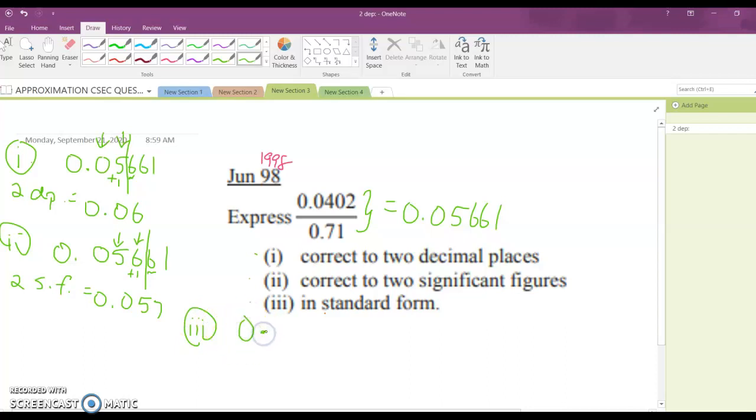And then for part 3, when I write it in standard form, I'm going to write back the original number again. Now remember, for standard form, you have to take that point and put it after the first number that is not 0, which is the 5. So you get 5.661 times 10 to the, if the point is now here, how many times to reach back here? 1, 2 times to the left. And that's my answer for this one.